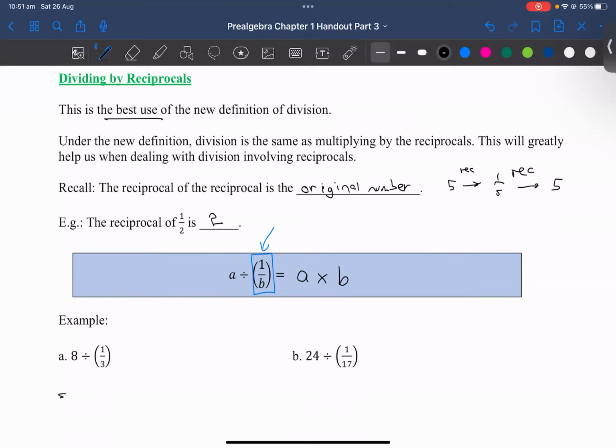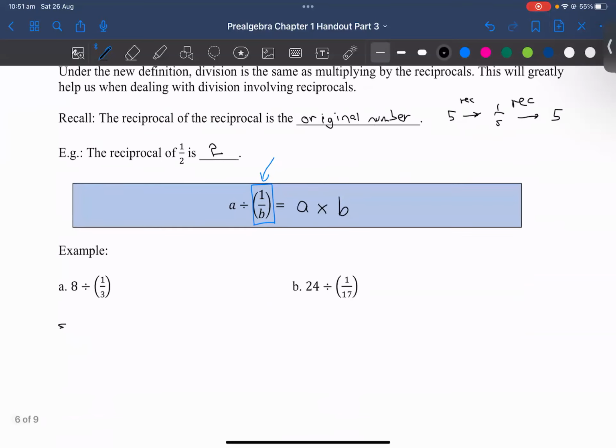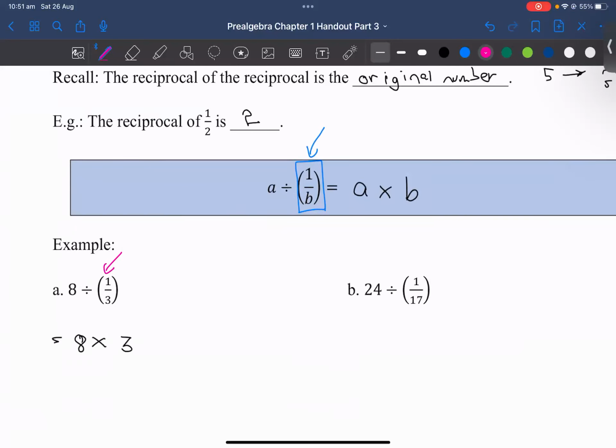So I have this question here: 8 divided by 1/3. What can we convert this into? 8 times what? 8 times 3. Yeah, very good. So we're using the definition now. Dividing by the reciprocal is the same as multiplying by the reciprocal of the reciprocal, which is just 3. It ends up being 8 times 3, which is super easy. It's 24. Good. I want you guys to use this idea to do part B.